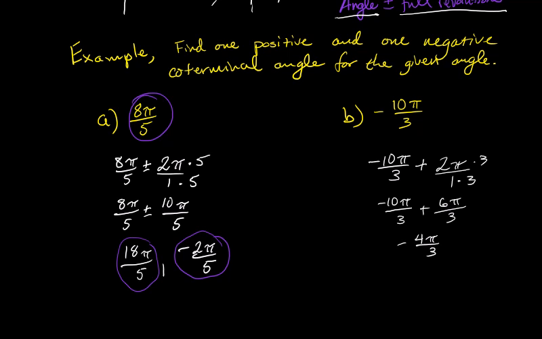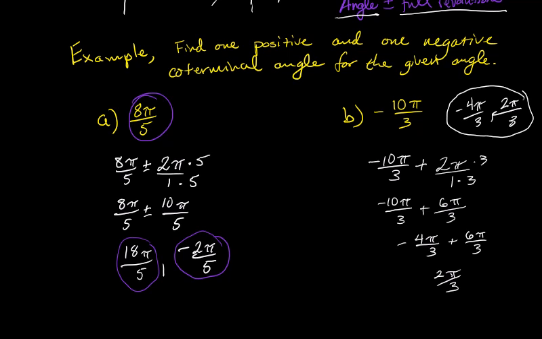And so with negative 4 pi thirds, I then end up with a negative coterminal angle, and I can add another 6 pi thirds and find myself the positive, which would be 2 pi thirds. So I would say negative 4 pi thirds is my negative coterminal angle, and 2 pi thirds is my positive coterminal angle. And there could be my 2 coterminal angles that I was looking for. Once again, they're different angles, but they end in the same spot.